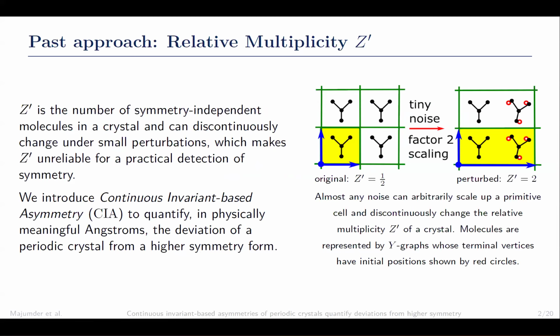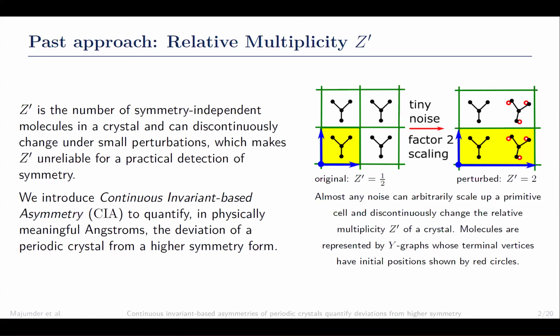Z prime is defined as the number of symmetry-independent molecules in a crystal structure and can discontinuously change under tiny perturbations. This makes Z prime unreliable for a practical detection of symmetry. Almost any noise can arbitrarily scale up a primitive cell and discontinuously change the relative multiplicity Z prime of a crystal structure. Molecules are represented by Y graphs in the pictures that we can see on the slide.